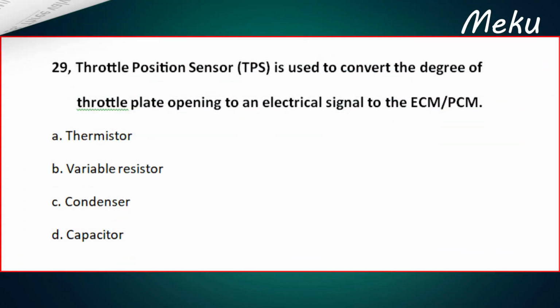29. Throttle position sensor, TPS, is used to convert the degree of throttle plate opening to an electrical signal to the ECM/PCM. A. Thermistor. B. Variable resistor. C. Condenser. D. Capacitor.